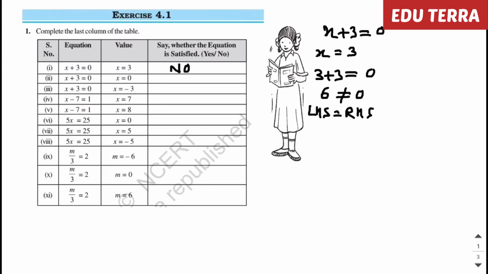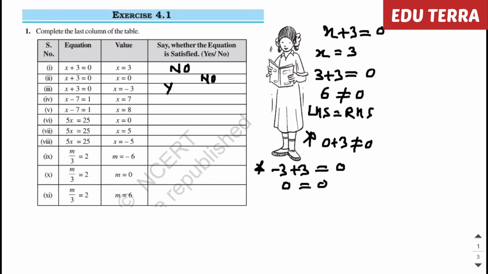In the second part, x equal to 0. So 0 plus 3, for solution you can check here. See, 0 plus 3 is not equal to 0. So again no. Now in the third part, x equal to minus 3. When you substitute minus 3 plus 3, it is equal to 0. Now here LHS equal to RHS because 0 equal to 0, so it is yes.